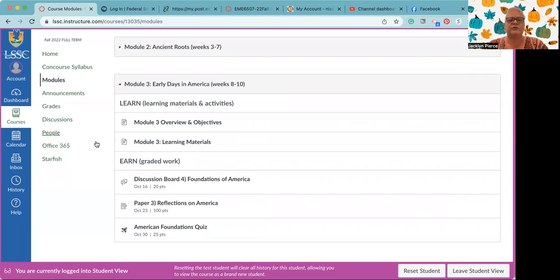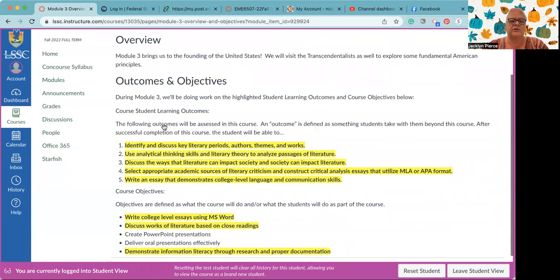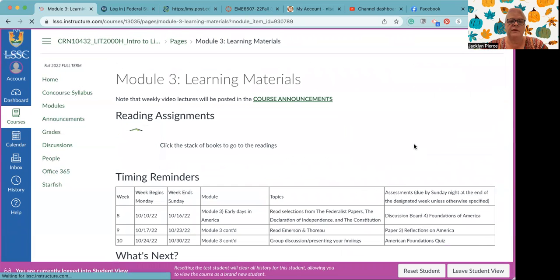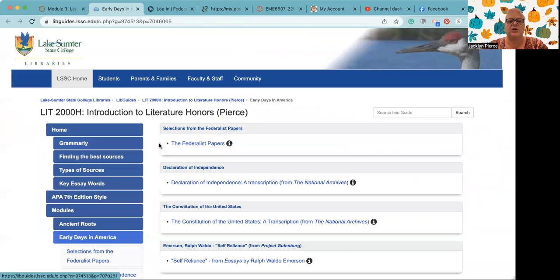All right, so we finished module 2. Module 3, our overview and objectives, of course, is we're continuing to do some of the things that we've been doing in a new period of time, essentially. So our learning materials, of course, include the usual stack of books. And then this week, you're going to be focused on the first 3 items. When you click on that link, it'll take you directly to the early days in America. So this week, you're going to read this section called the Federalist Papers, the Declaration of Independence, and of course, the Constitution.